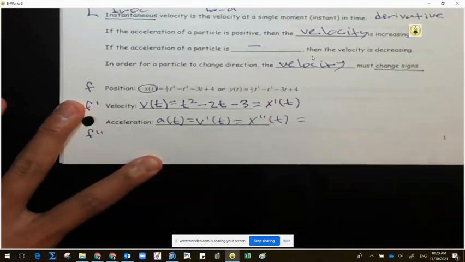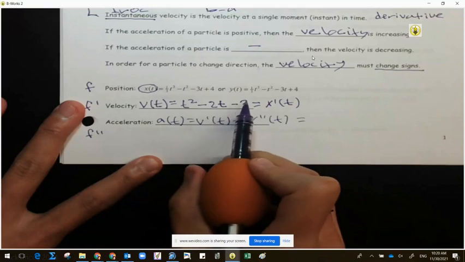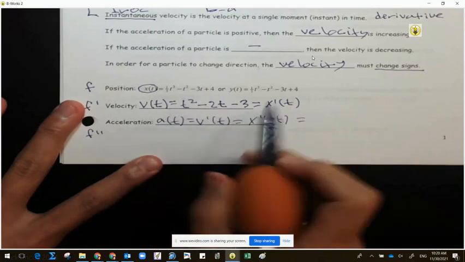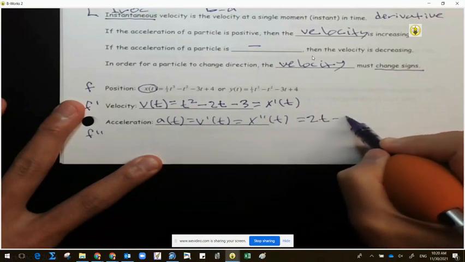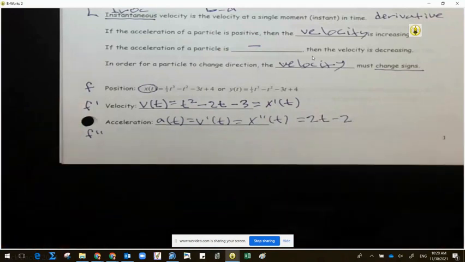There are three different notations. You pick whichever one you're comfortable with. Now let's find the derivative of the velocity. We have 2, minus 2. All right, let's go on to the next page and do some application problems.